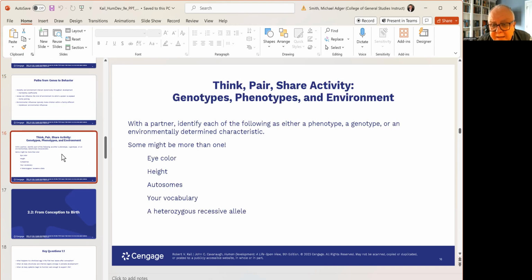So when we think about pairs, genotypes, phenotypes, environment, shared activity. With a partner, identify whether each of the following is a phenotype, a genotype, or environmentally determined. And some might be more than one. When we think about eye color, or height, or autosomes, or your vocabulary, or your heterozygous recessive alleles.